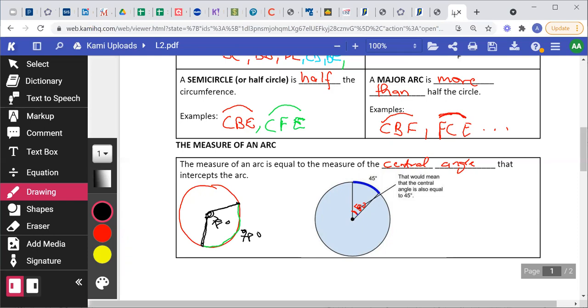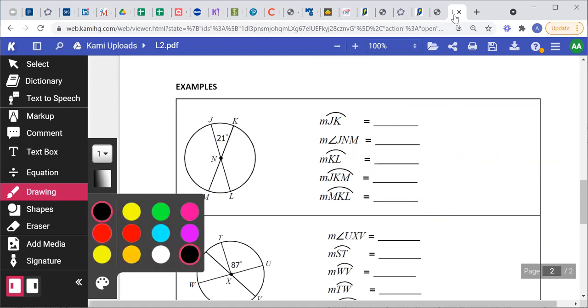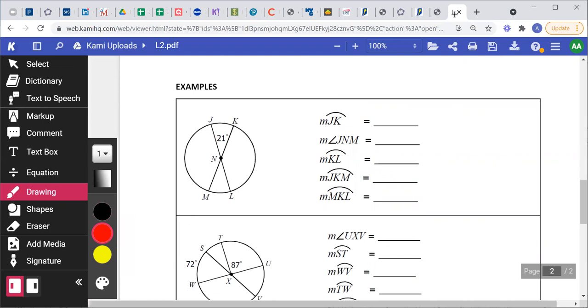So we're gonna have some exercises at the back just to illustrate what we've been talking about and then go to the homework. So here, as you can see, the measure of arc JK, this arc JK is 21. Since the units here, the angle here is 21, so JK is 21 degrees.